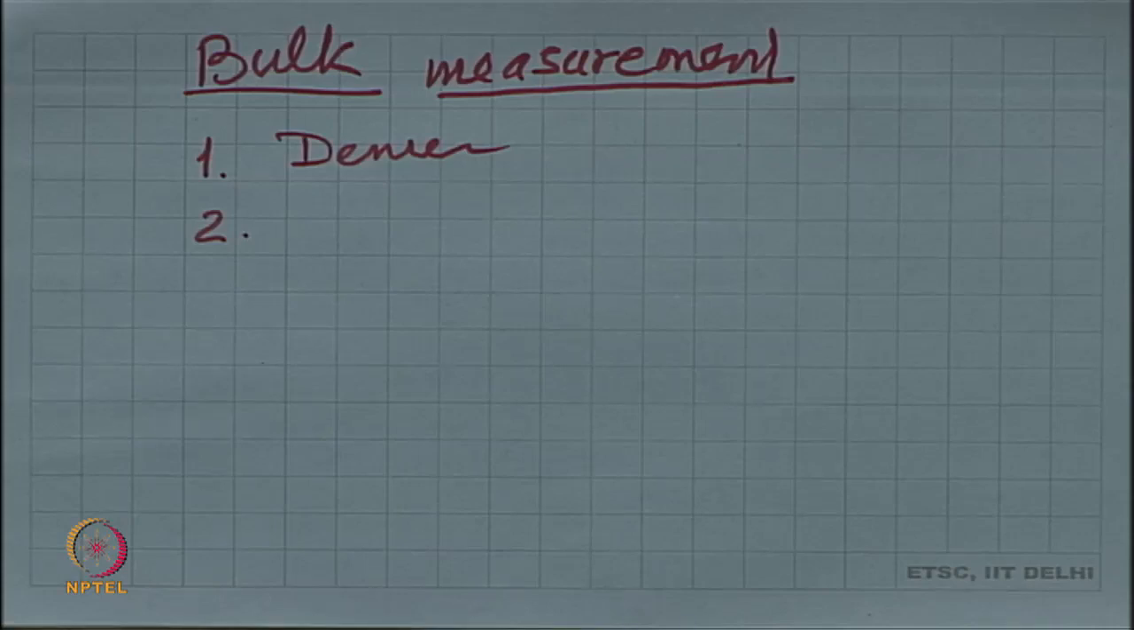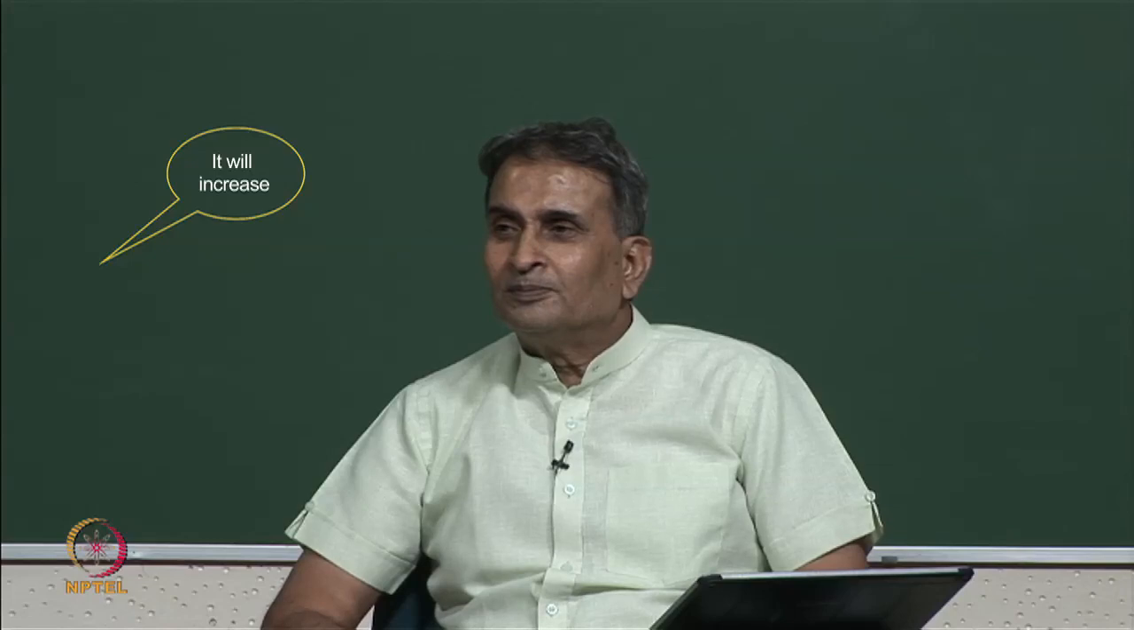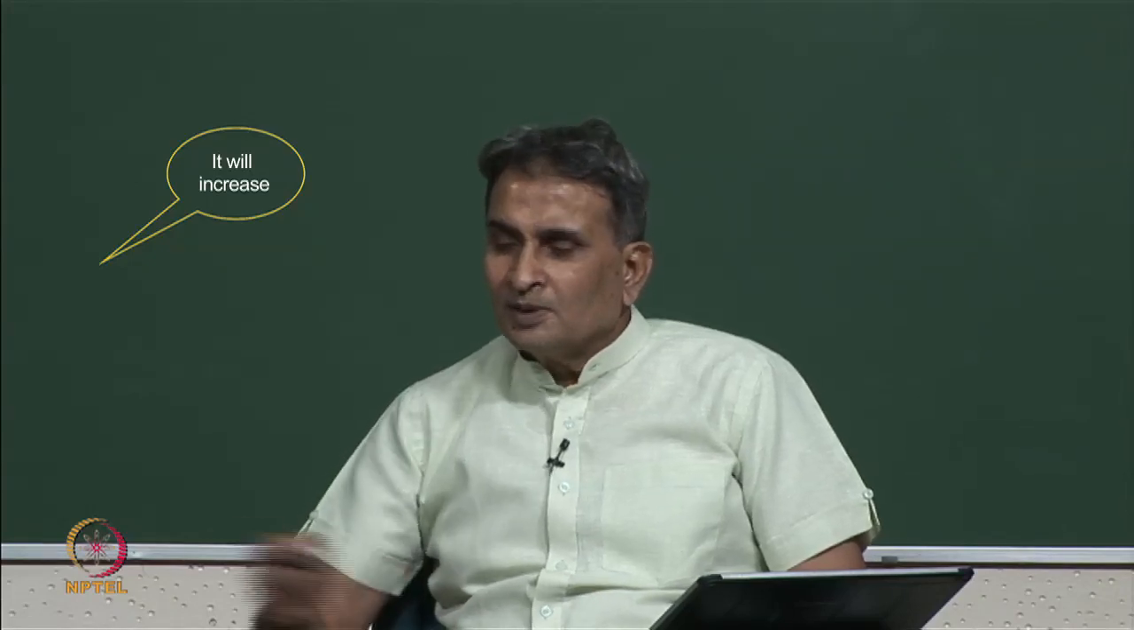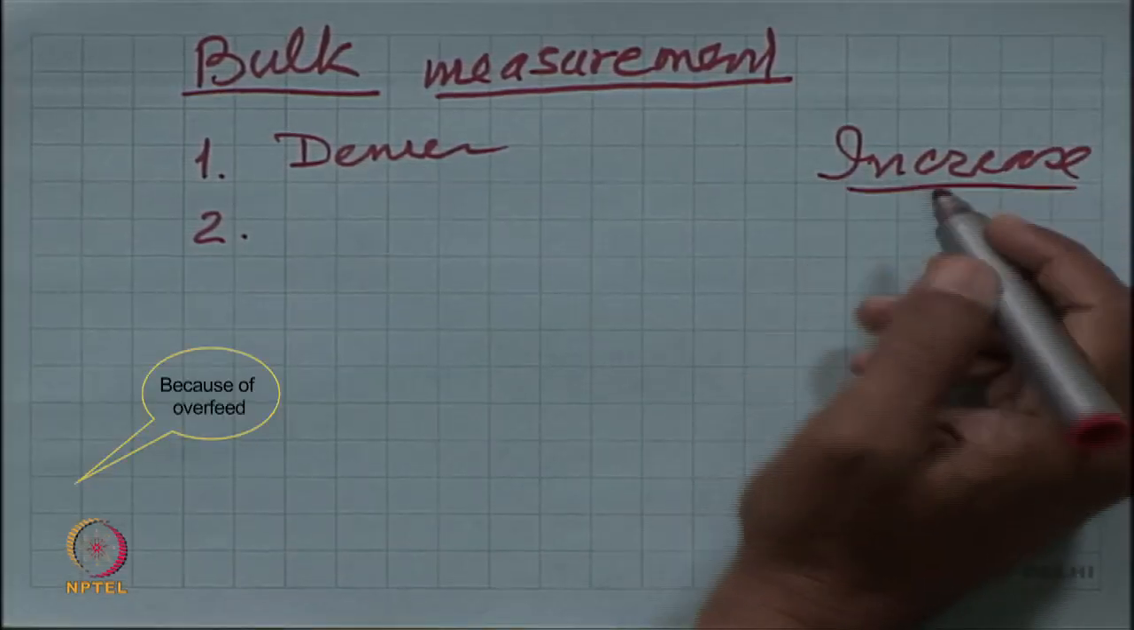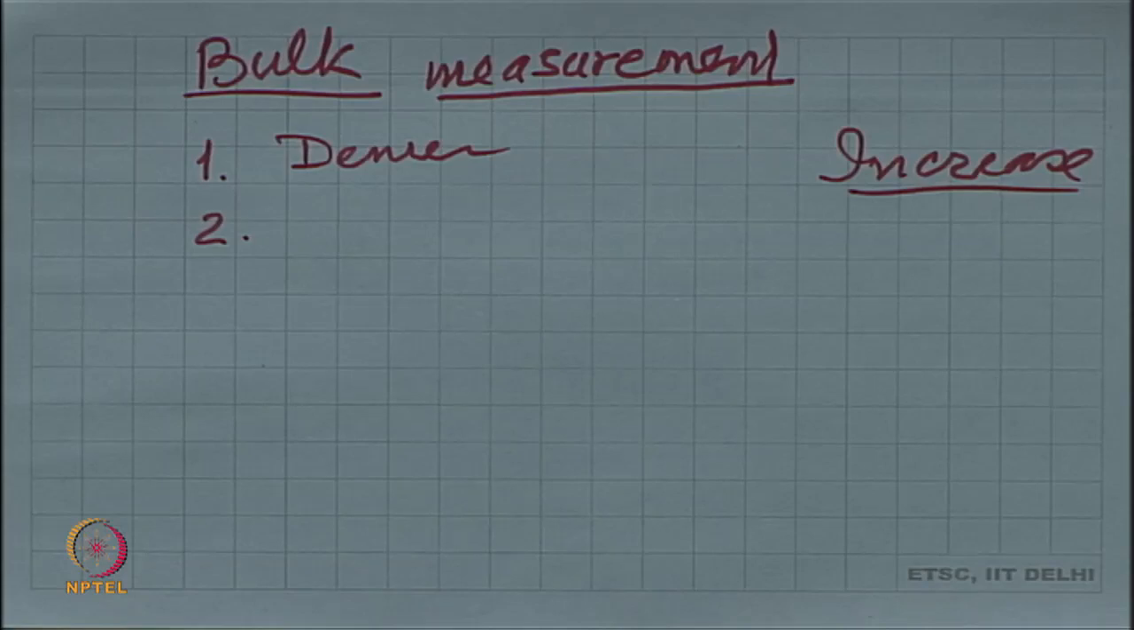How would you like to measure? Will the denier change or not? Will it increase or decrease? It should increase, I believe. Why? Because you have given some overfeed. For the same length of this new yarn, you have more mass. Is it true or not?